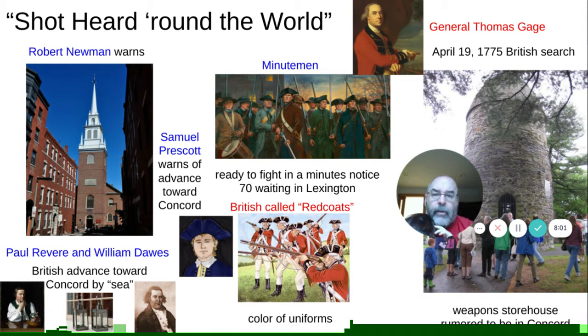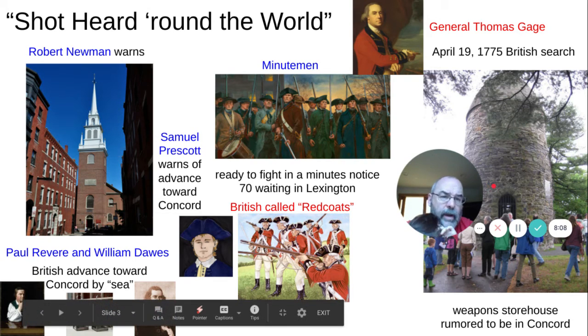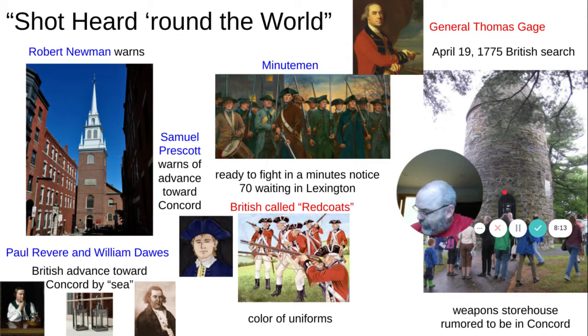And so the king wants to send British soldiers who are called the Redcoats. The reason they're called the Redcoats is because of the color of their uniforms. They wear red coats. We'll talk about the strategy of that later on. Thomas Gage wants to send the Redcoats to Concord to grab all the weapons rumored to be here in the storehouse.